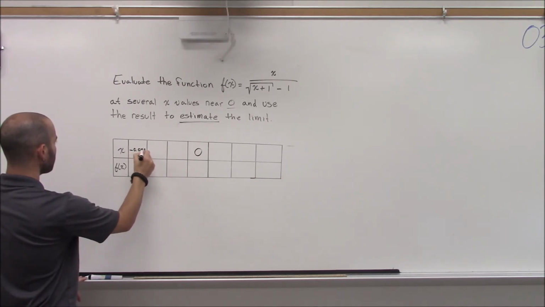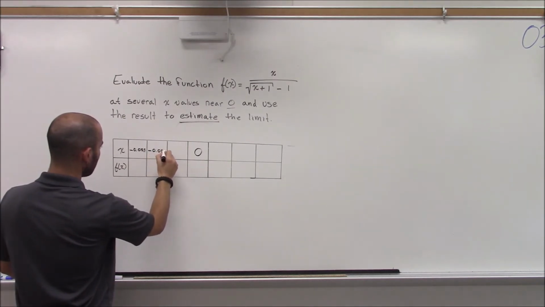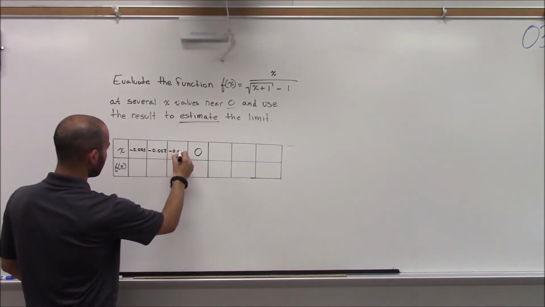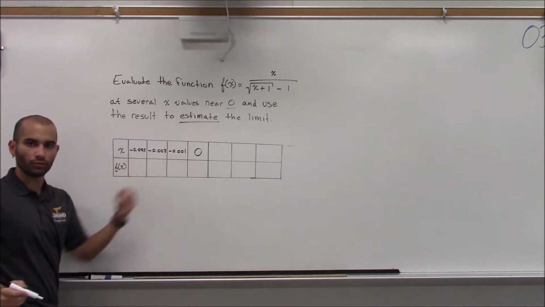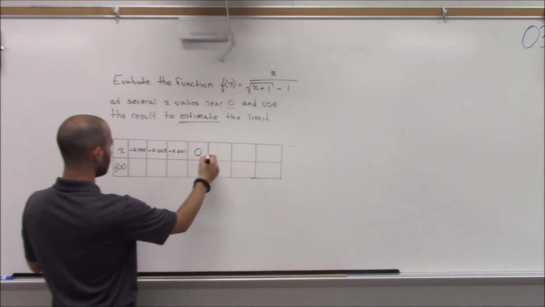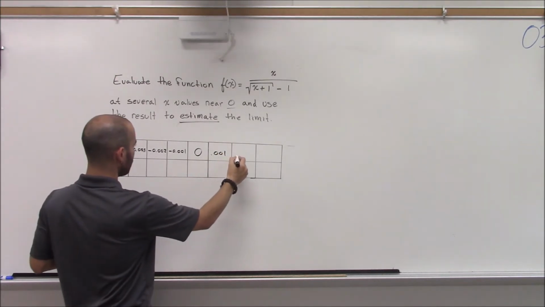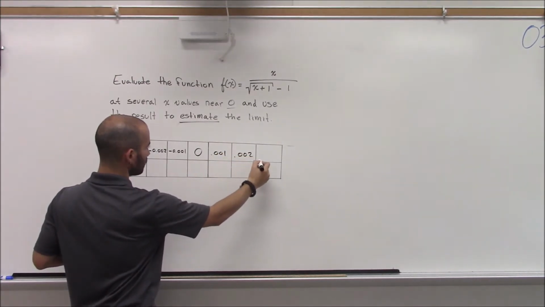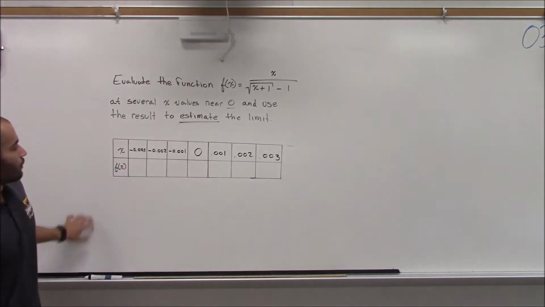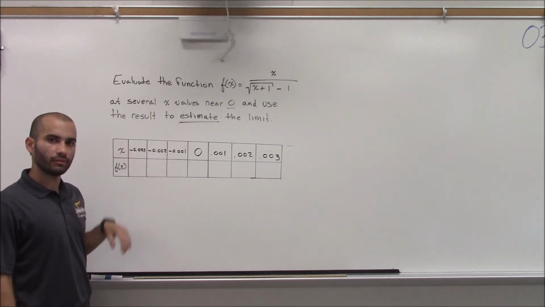So the x values that I'm going to use on the left are going to be negative 0.003, and then negative 0.002, and then negative 0.001. So I'm getting closer and closer to 0 from the left-hand side. And then on the right-hand side, I'm going to use 0.001, 0.002, and 0.003. Once I have decided my x values, I'm going to evaluate the function at each value.